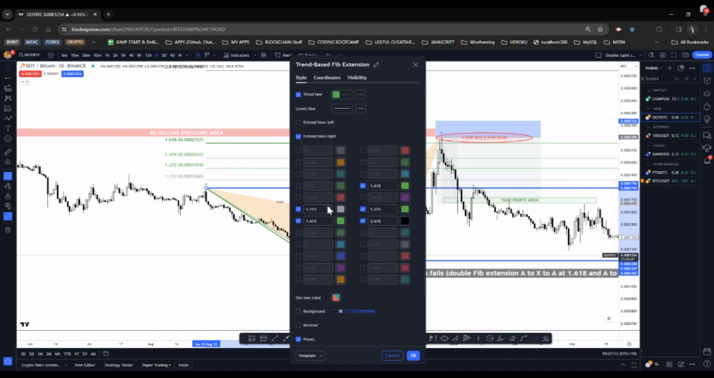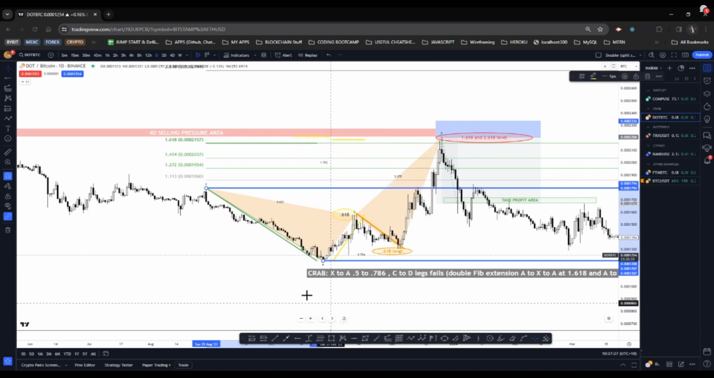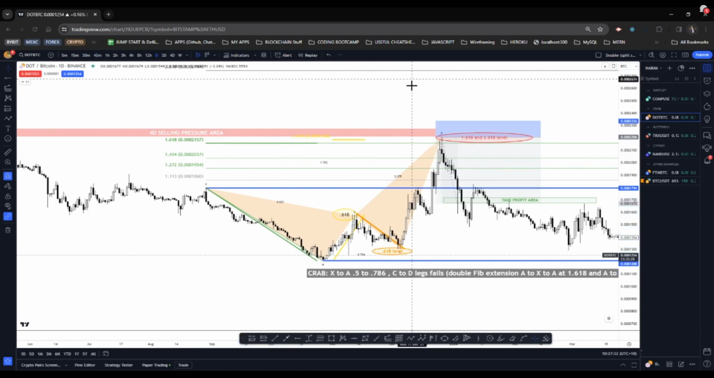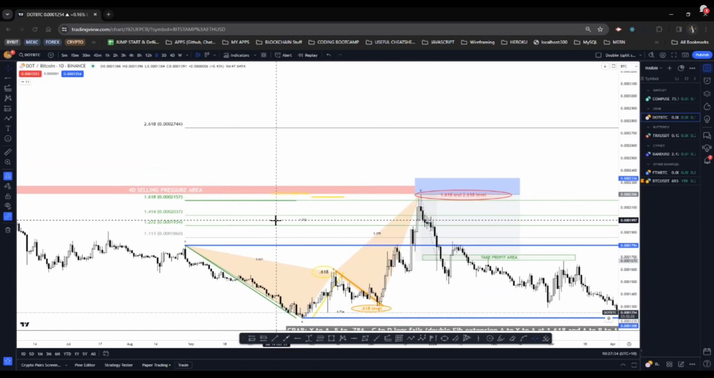So make sure that you write down these levels. It's a 1.113, 1.414, 1.618, 1.272, 2.618. It's important to understand these levels for the crab, and not all of these levels play out.